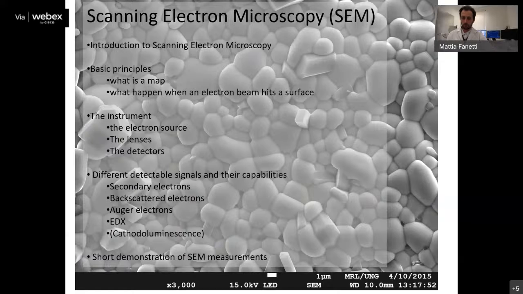So briefly, I will introduce what scanning electron microscopy is, what the basic principles are, how the instrument is made, and some different kinds of analysis that we can perform with this instrument. And in the meantime, I will also try to show you some hands-on experience, let's say.